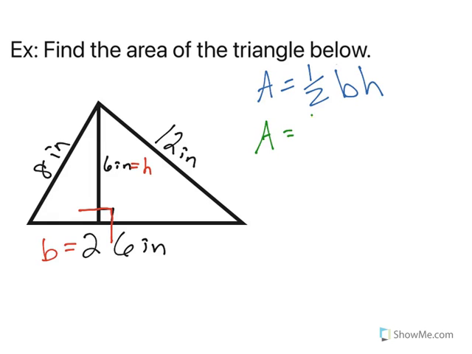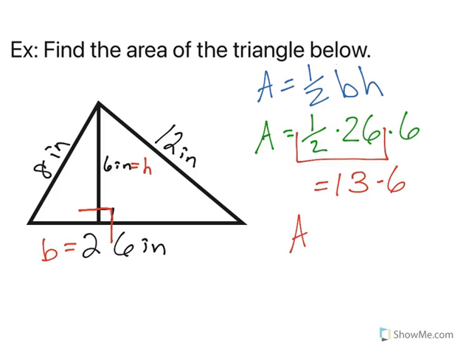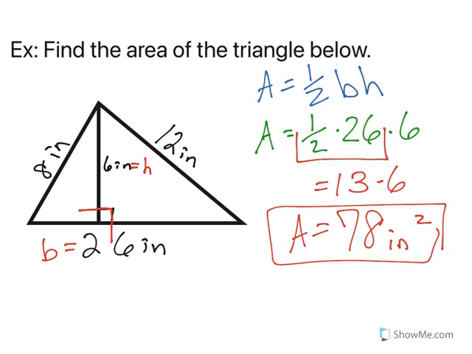Let's substitute in what we know. I know that my base is 26 and my height is 6. So once again, I multiply. 1/2 times 26, or half of 26, is 13. 13 times 6 gives me an area of 78, and we are in inches squared.